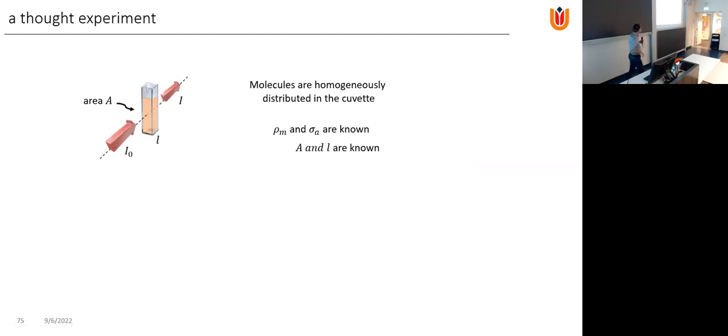Now let's turn this around a little bit. So let's say we have the same experiment. We have molecules that are homogeneously distributed. We know rho, and we know sigma, so we know the density, and we know the cross section, and we know the dimensions of the cuvette. My question is, what is now... So let's do this experiment. What is now the transmittance in this experiment? So the transmittance being I over I0.